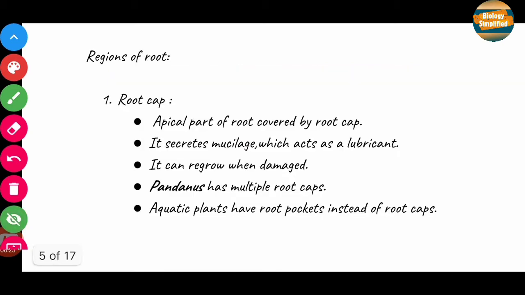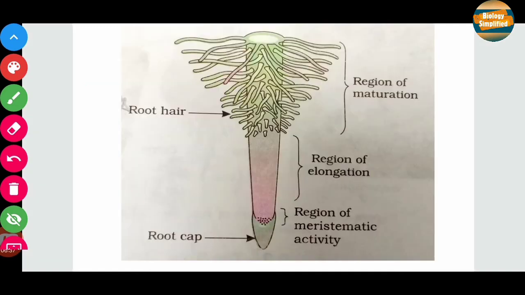Next we'll talk about the regions of root. Firstly, we can see in this diagram the main regions of roots. There are basically four regions. First is the root cap. Here you can see this is the root cap.